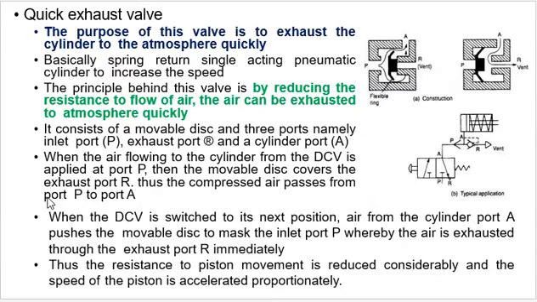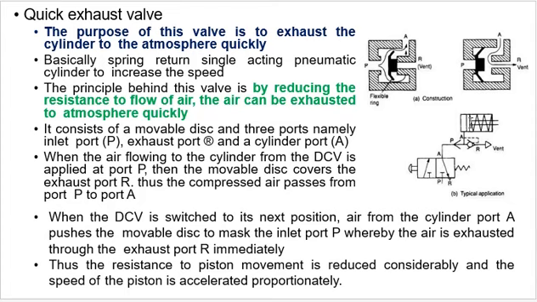Then the quick exhaust valve. The purpose of the quick exhaust valve is to exhaust the cylinder to the atmosphere more quickly. Basically that valve is used when the cycle time has to be reduced. If the task is completed and we need to reduce the cycle time, the idle time can be reduced by using this quick exhaust valve. The spring return single acting pneumatic cylinder increases its speed by using this quick exhaust valve. The principle behind this valve is reducing the restriction resistance to the flow of air. The air can be exhausted to the atmosphere more quickly.